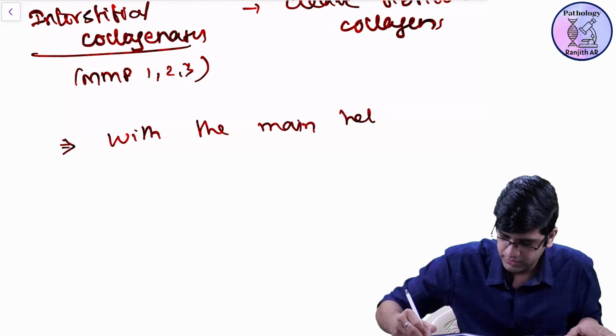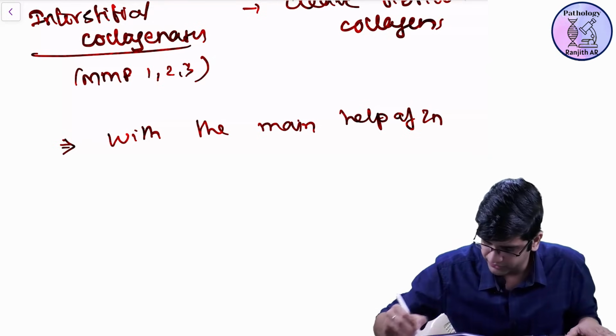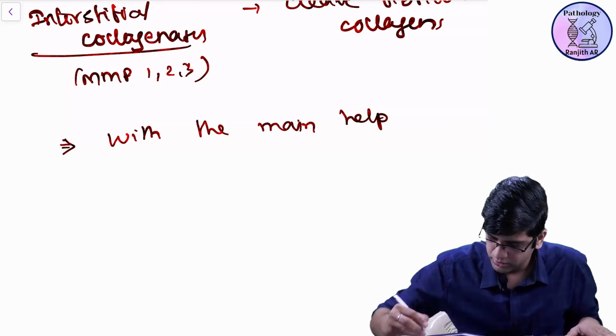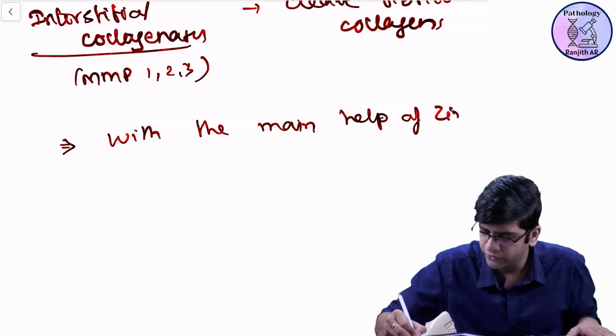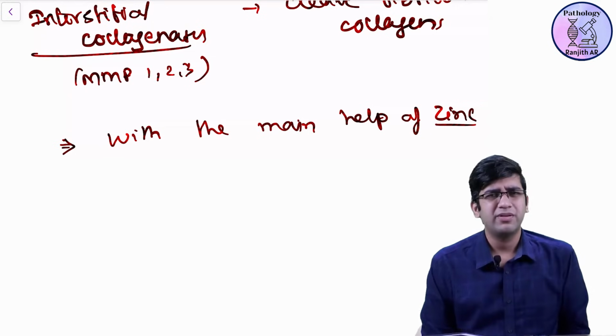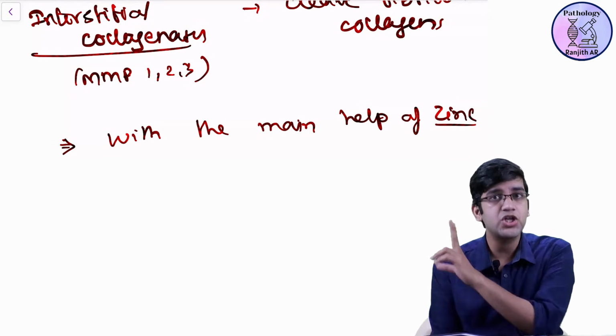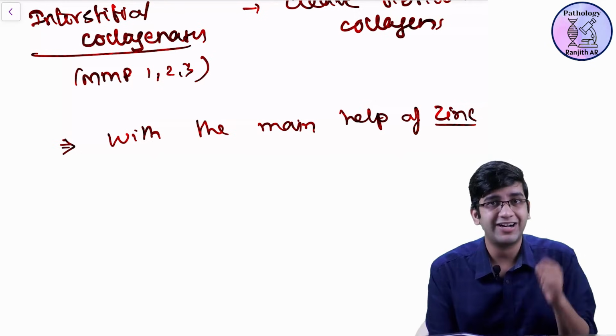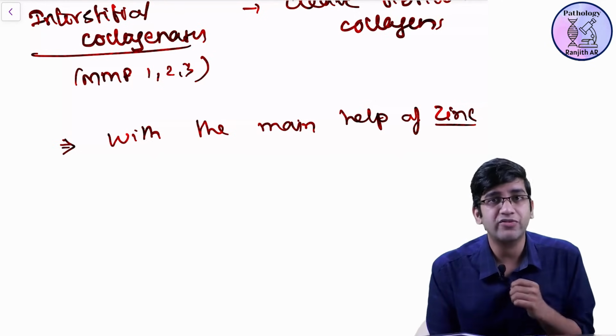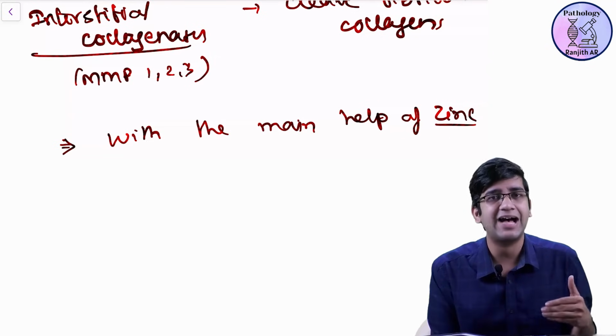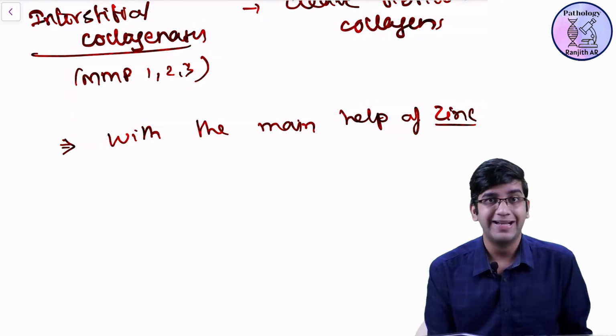Zinc, and a few more minerals as well, copper a little bit, zinc as well. So when I have a deficiency of them, my MMPs cannot function perfectly. When they do not function perfectly, I may have a defect in wound healing. That's what I'm heading to, right?